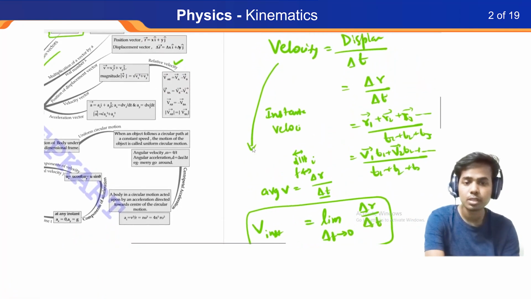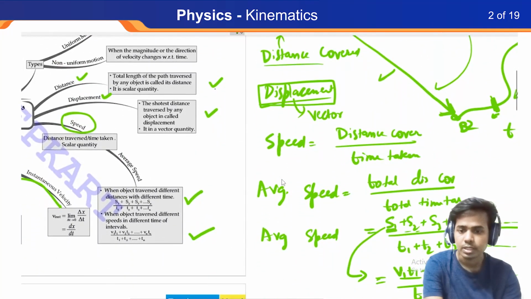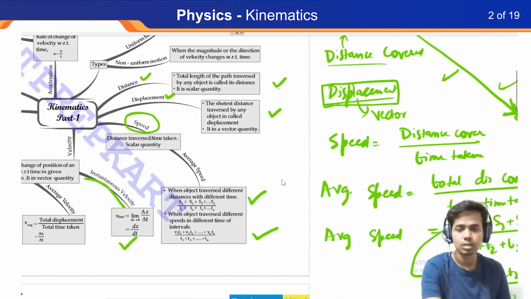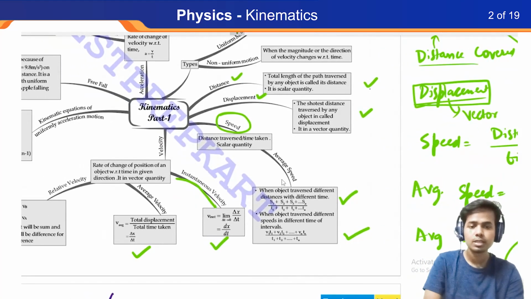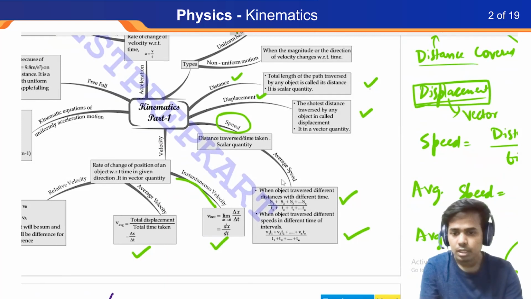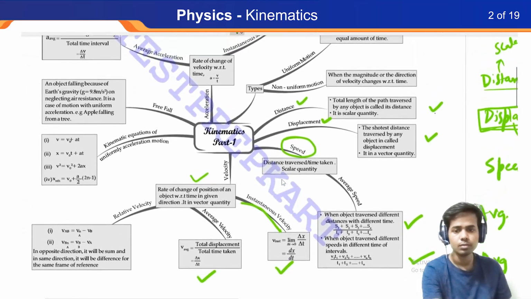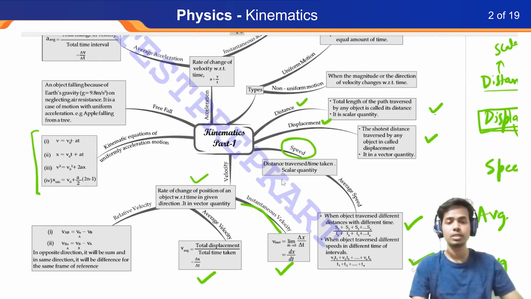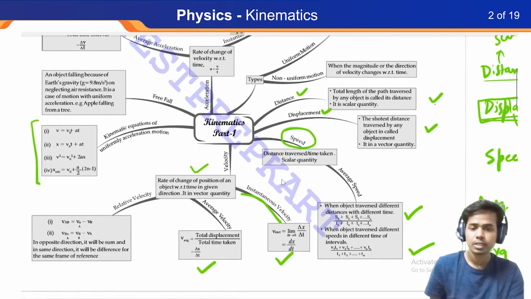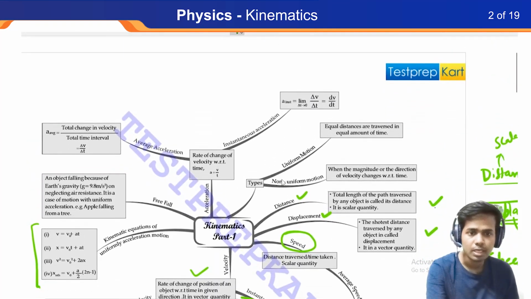So I hope you are clear with this. Yes, this one. All right. Now, average velocity we have already covered. We will take up instantaneous velocity in the later part of the session so that it is very clear. What we will be doing now is, let me just check which other things are left.